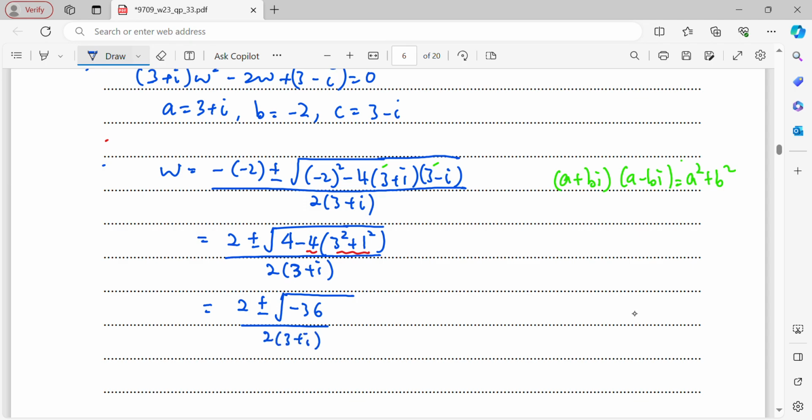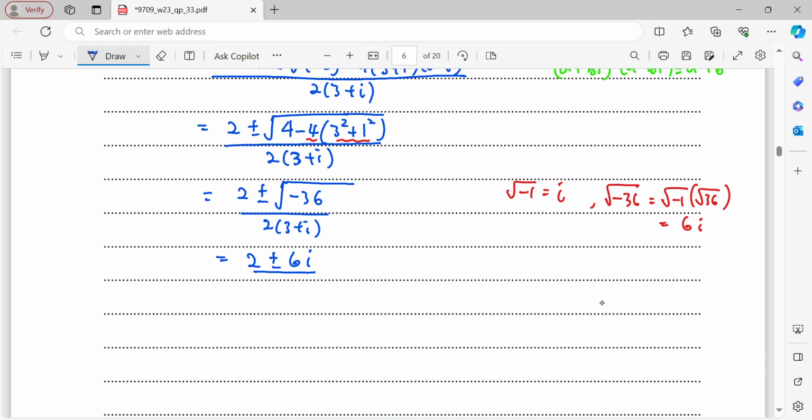So the square root of minus 1 is i. So now the square root of negative 36 is basically the square root of negative 1 times the square root of 36, which is 6i, because the square root of 36 is 6. Therefore, now here I will be getting 2 plus minus 6i over 2 times (3 plus i). So now the 2 can be cancelled off. When you cancel off, this is going to be 3. So I will be getting 1 plus minus 3i over 3 plus i.